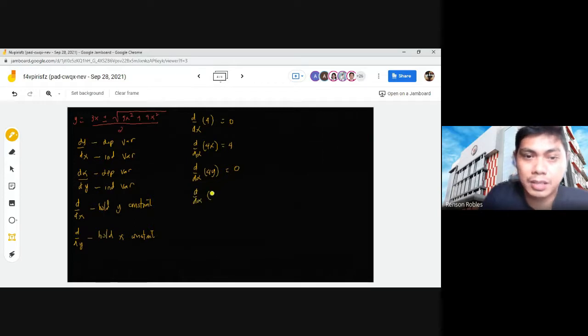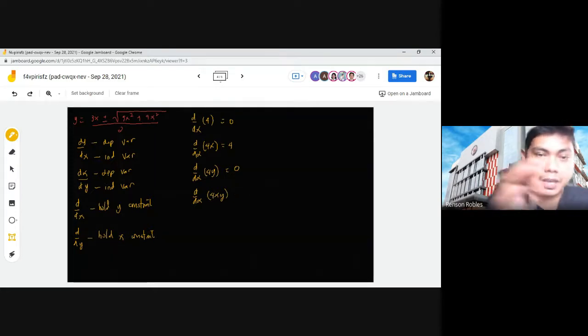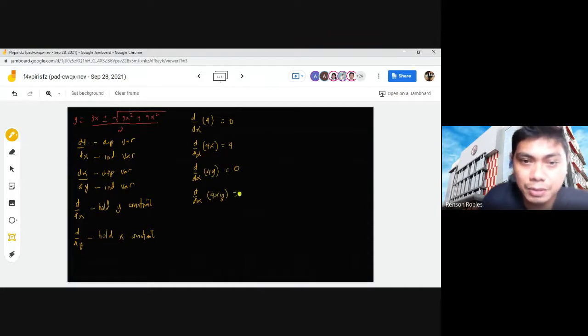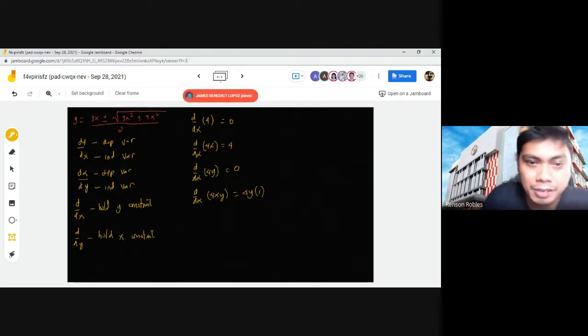Okay? Derivative of 4xy in terms of x, so this is no longer 0. Why? Because there's already an x. So what are you going to copy? You copy the constant term, so that's 4y. And then you differentiate x, and that is 1. Right? So that's 4y.